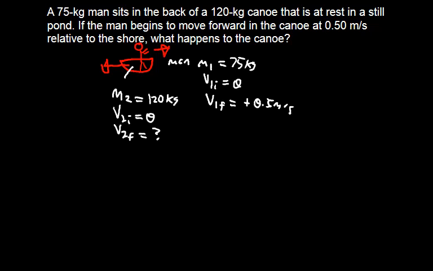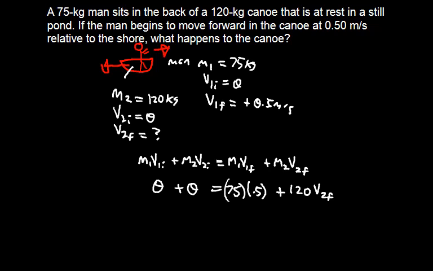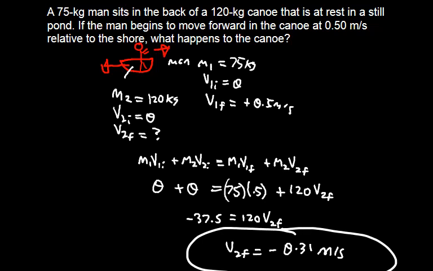Okay, so they're both starting from rest, and then so the initial velocities are 0, conservation of momentum. Afterwards, the man moves forward 0.5. Want to find out what the canoe does. So the canoe is going to move backwards at negative 0.31 meters per second, and it's slightly slower than the man because there's a little bit more mass.